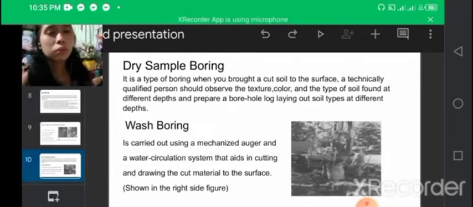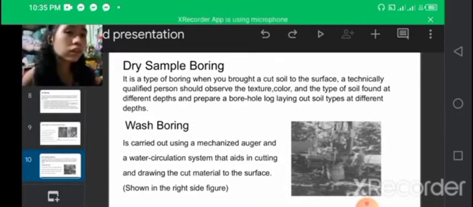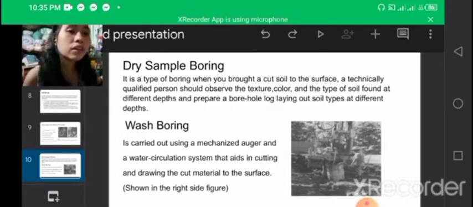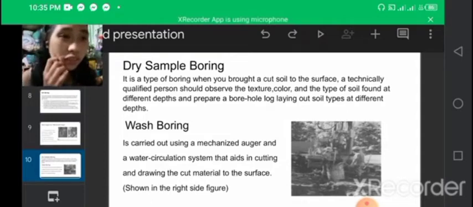A wash boring is carried out using a mechanized auger and a water circulation system that aids in cutting and drawing the cut material to the surface. This is the figure of a wash boring.